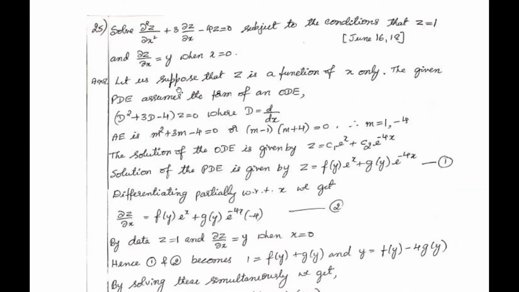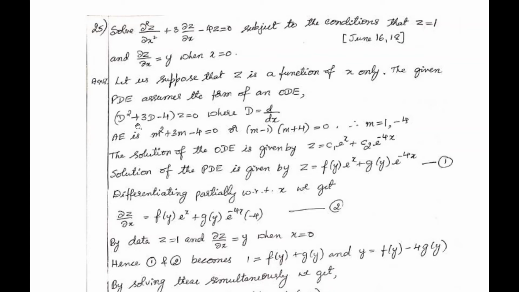So here an equation is given and the conditions are given. Here dou square z by dou x square is given. So we treat this as a function of x only. So given partial differential equation, if we assume that z is a function of x only, then this partial differential equation can be transformed into an ODE, that is d square z by dx square plus 3 times dz by dx minus 4z equal to 0. That can be written as d square plus 3d minus 4 into z equal to 0.